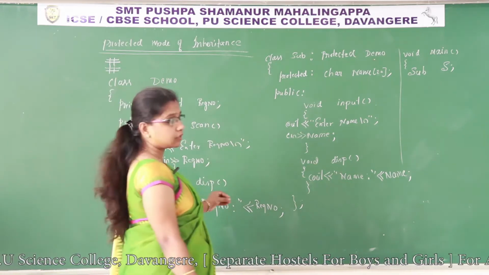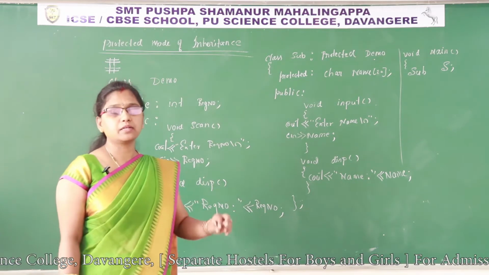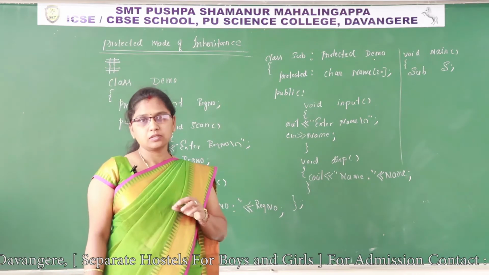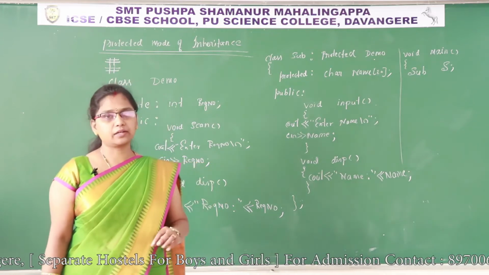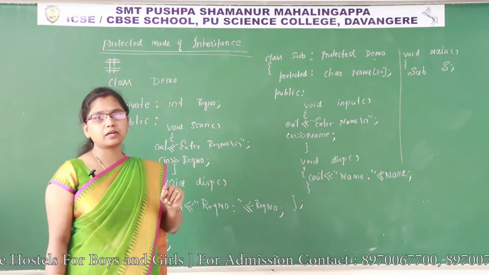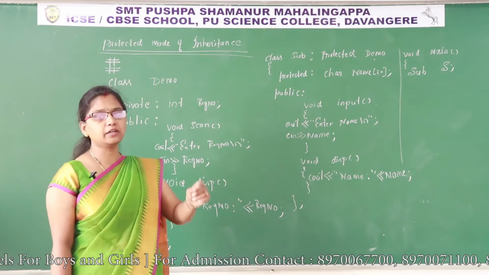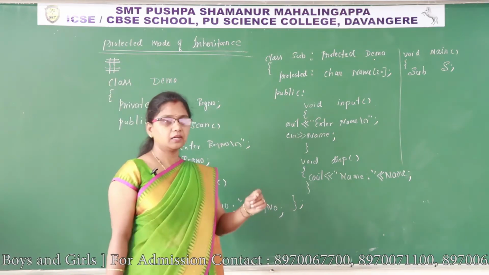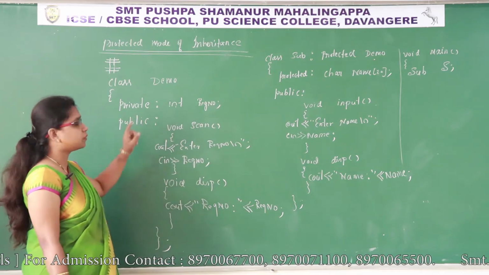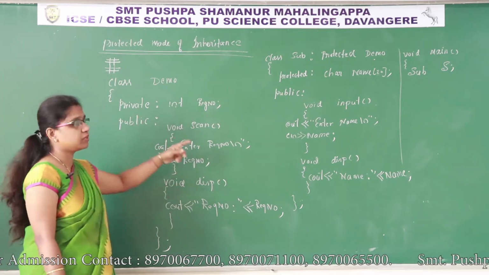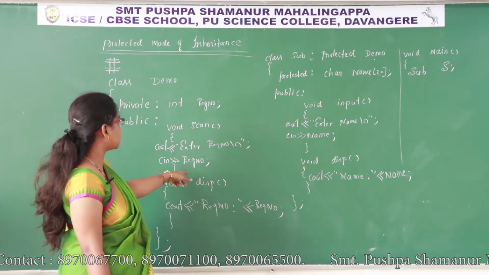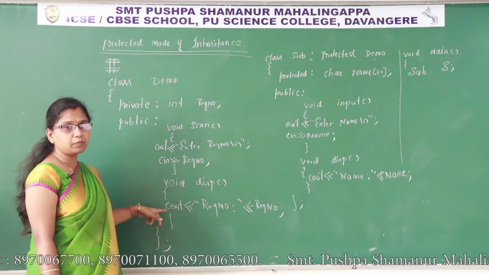Later I'll write the rule. Protected members are inherited to the derived class, and public members also. If the mode of inheritance is protected, both public and protected members of the base class are inherited to the protected section of the derived class. In this example, I did not take any protected data member. Public members and private members are there. As you know, private members are not inherited, only public and protected members. But in this particular example, only public members are there in the base class.